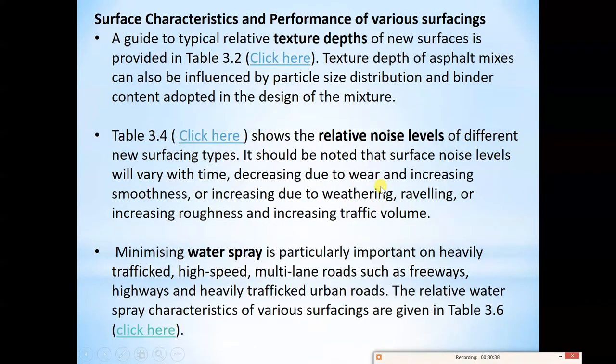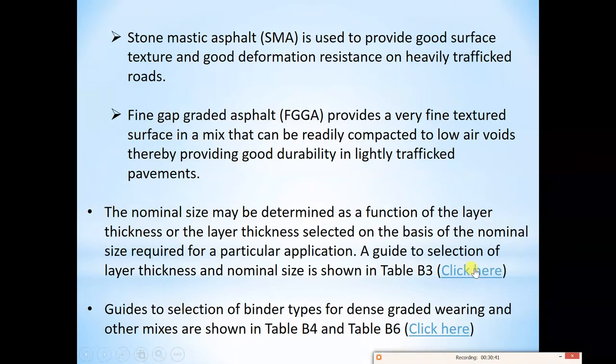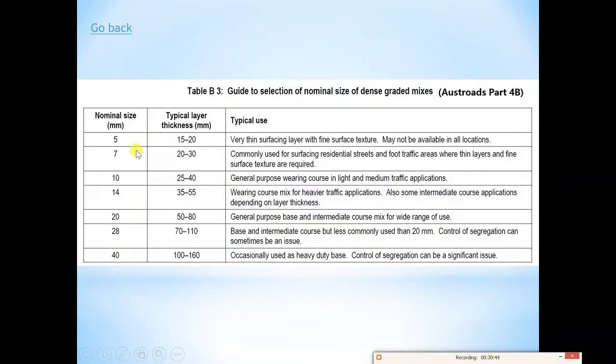The thickness. Okay, so we see that the thickness depends on the nominal size of the aggregates. If you have a smaller size, for example 7 mm, then the thickness of the asphalt is about 20 to 30 mm. If the nominal size is 20, the thickness will be 50 to 80 mm. If you want a very thick asphalt, like 100 to 160 mm, then you have to use the aggregate size 40.